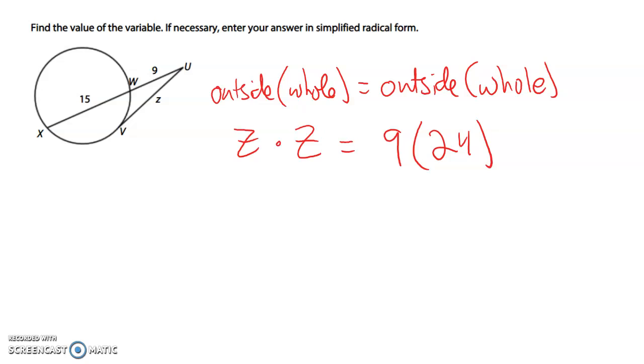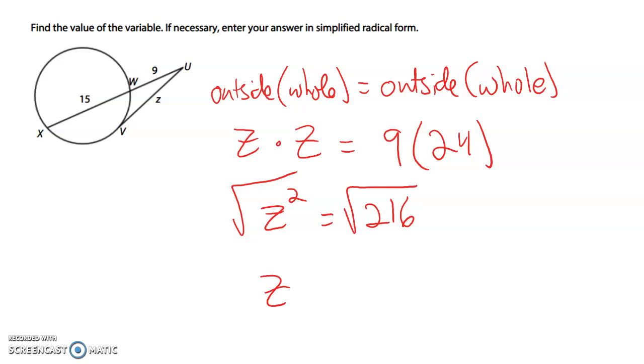So we're going to continue simplifying. Z times Z is Z squared. 9 times 24 is 216. And they want our answer in simplified radical form. So we'll take the square root. Perfect square factors of 216 is 36 times 6. So I take the square root of 36 times the square root of 6. So Z is equal to 6 times the square root of 6.